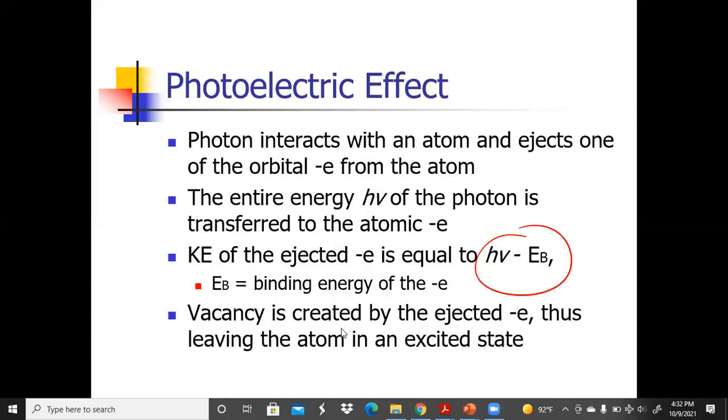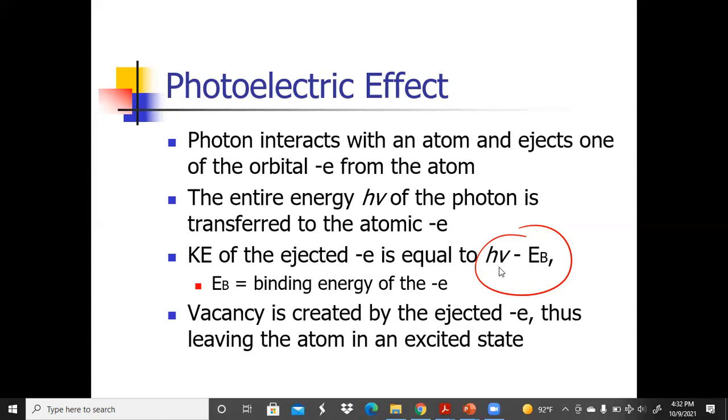Photoelectric effect. It's when the photon interacts with an atom and ejects one of the orbital electrons from the atom. The entire energy of the photon is transferred to the atomic electron. So the kinetic energy of the ejected electron is equal to hν minus E_B.